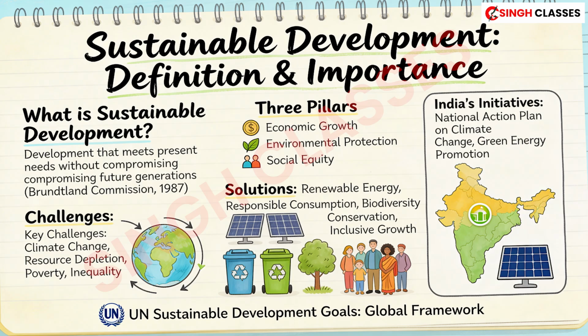5. Sustainable development. Sustainable development means development that meets the needs of the present without compromising the ability of future generations to meet their own needs. The concept was popularized by the Brundtland Commission in 1987. It is based on three pillars: economic growth, environmental protection, and social equity.